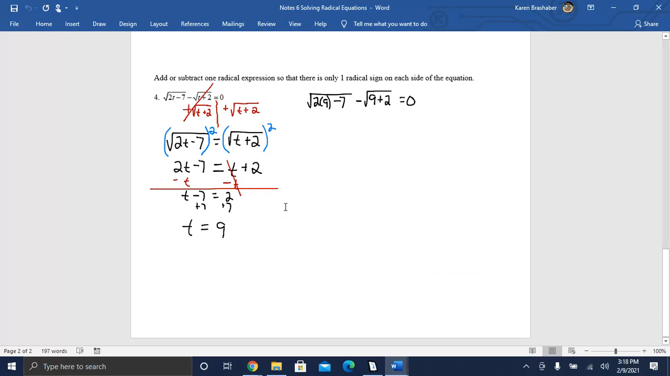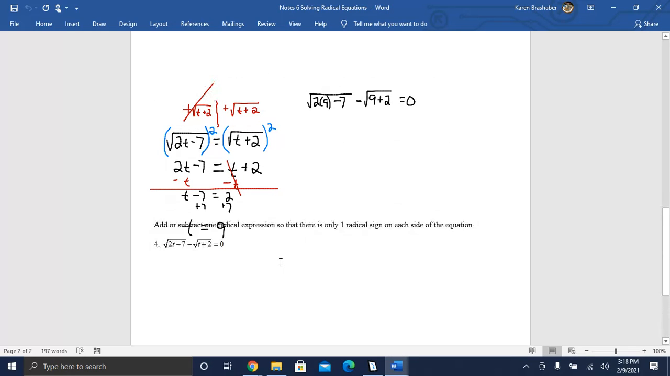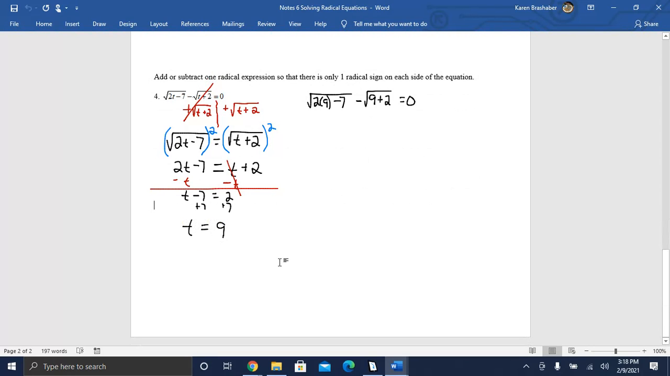If the answer does not check, then you would just write no solution. So these are the different things that happen with your radical equations.